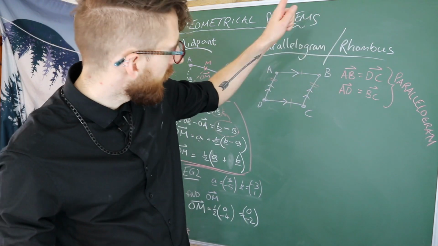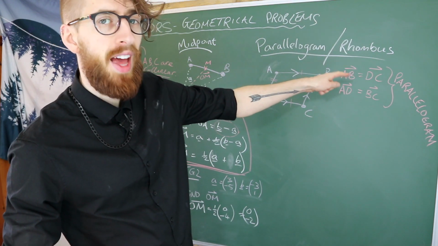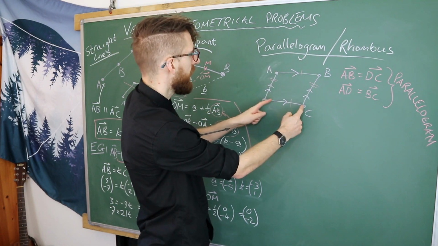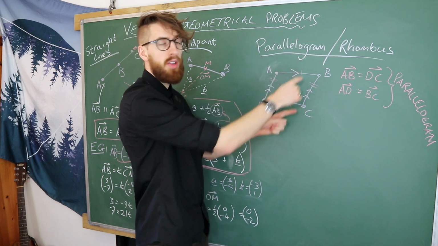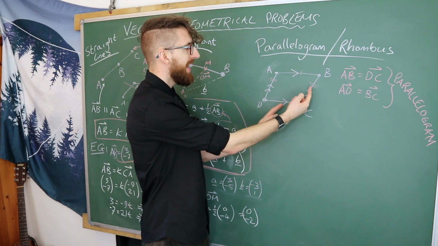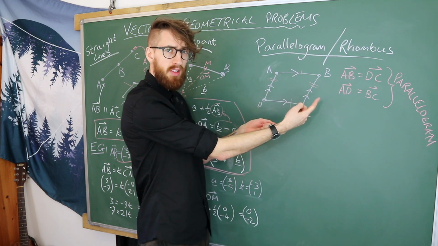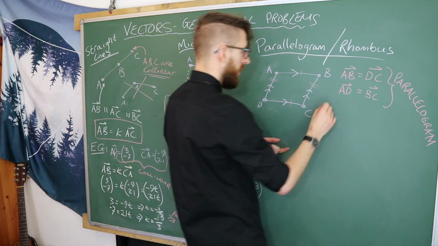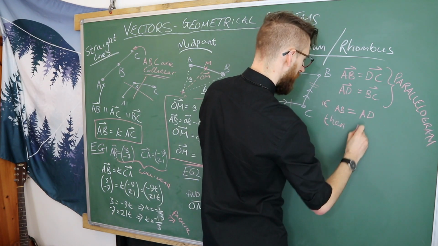This is the important thing. Those two vectors, if they are the same, then it's a parallelogram. That distance, that vector going from there to there, and that one are the same, then it's a parallelogram. We can expand on this by talking about the lengths. If those two lengths are the same, then it's a rhombus. So let's get that down.